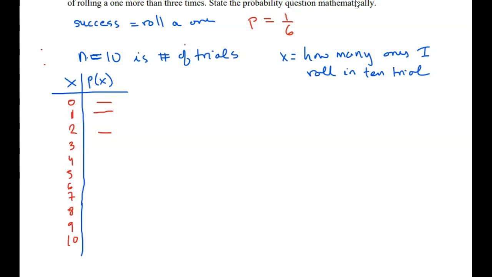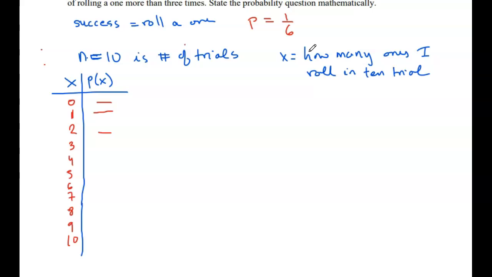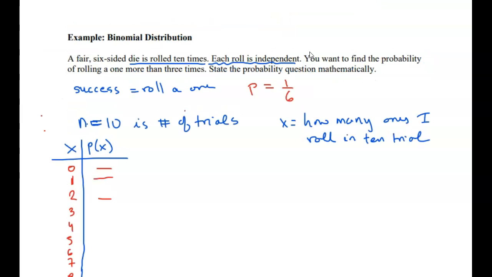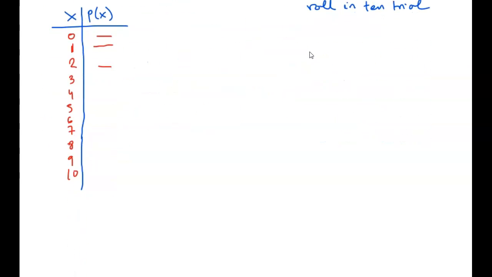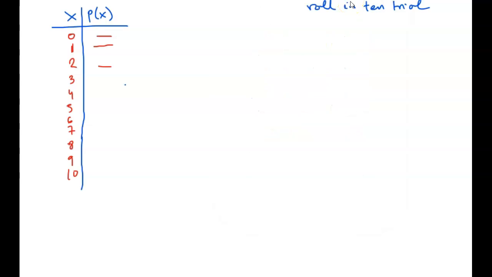But this is not what the question is asking us. We're going to get there at some point. It's asking us to state the probability question mathematically. And the probability question is: I want to find the probability of rolling a 1 more than 3 times. So more than 3 times will be 4 or more.